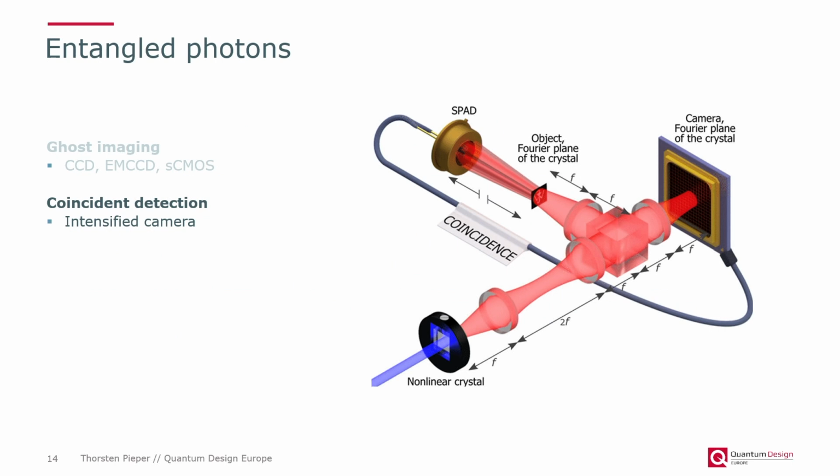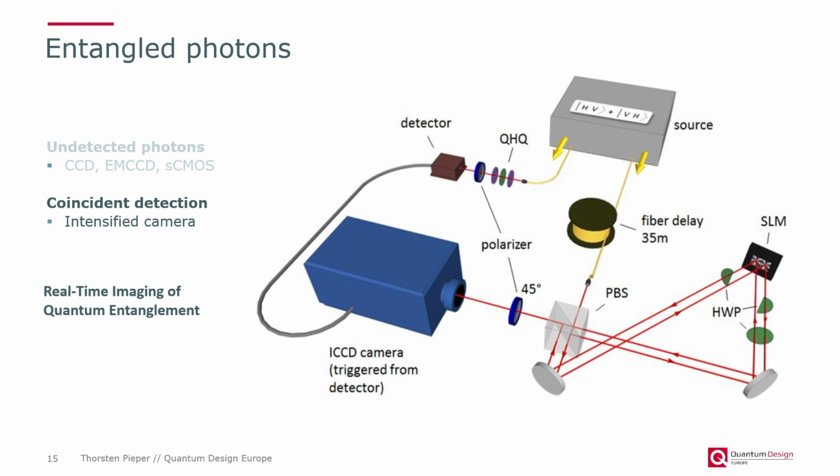The next class of experiments I call coincident detection. In coincident detection of entangled photons, we generate a pair of photons again, and we have two arms of the experiment. One of them makes use of a single photon avalanche photodiode on the left side. This is the heralding arm of the experiment, and this gives a trigger signal to the camera shown on the right side. In this case, we need a camera with high time resolution.